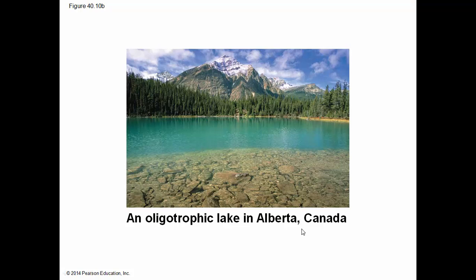Okay, here's an oligotrophic lake in Alberta, Canada. Standing bodies of water range from ponds of a few square meters to lakes covering thousands of square kilometers. Light decreases with depth, creating photic and aphotic zones.